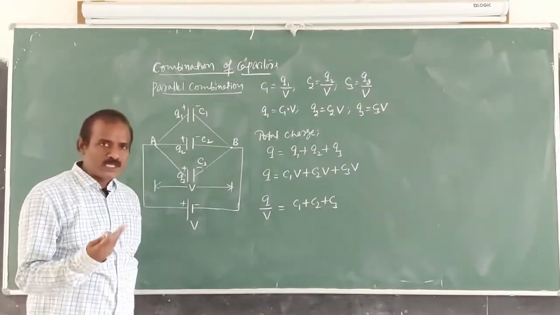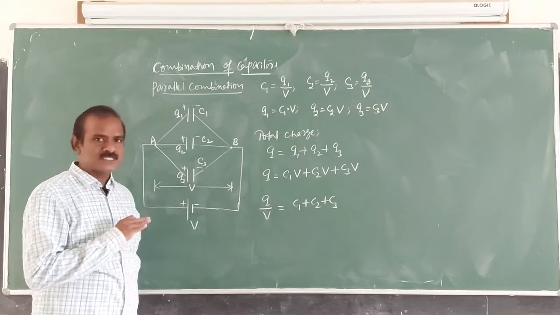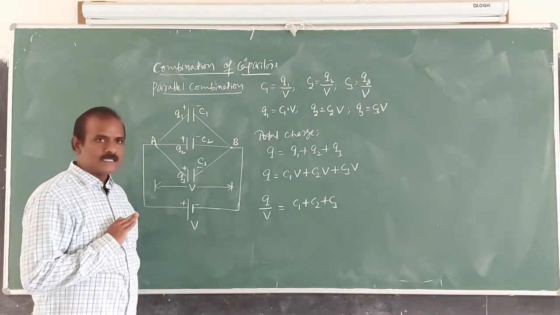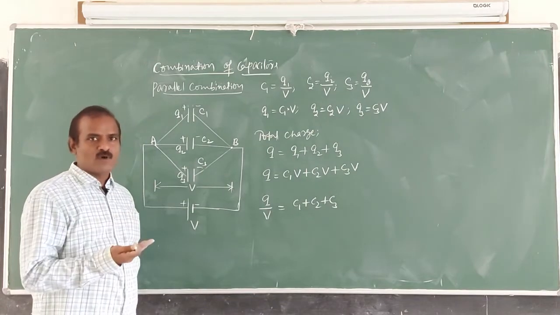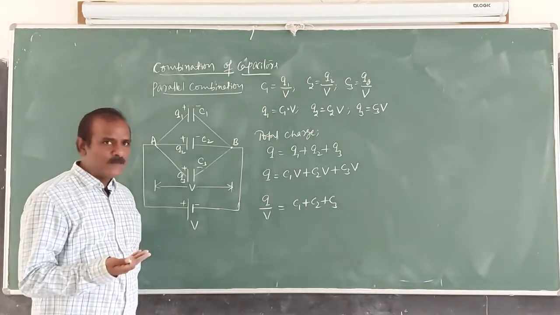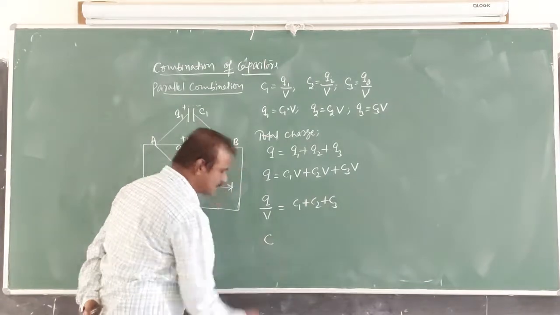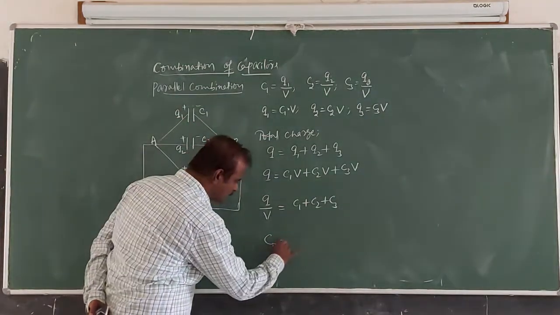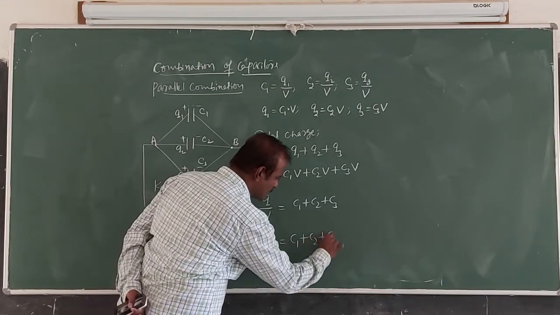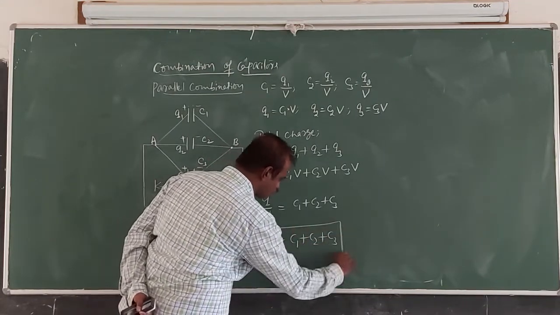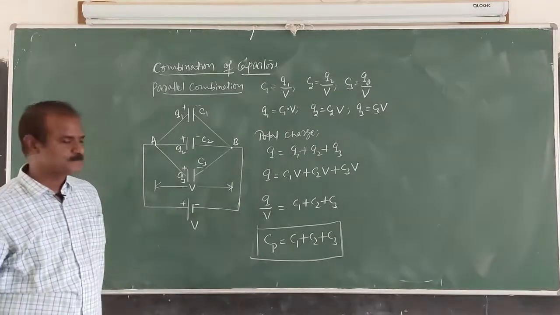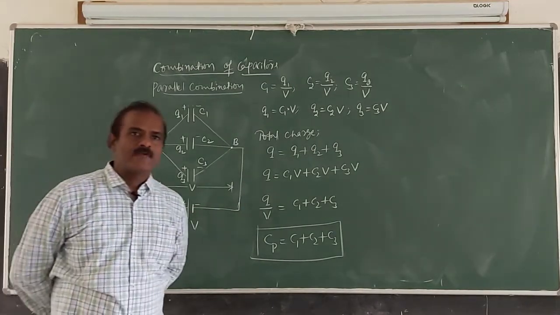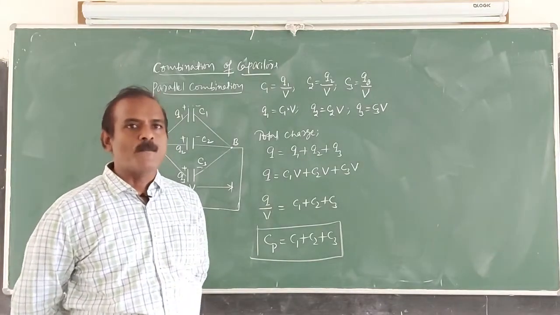Q is the total charge, which is sum of the charges on all the capacitors, and V is the total potential. It is same for all capacitors. Therefore, Q by V by the definition must be C, total capacitance, and it is being parallel combination, right? Cp is equal to C1 plus C2 plus C3, like this. Well students, this is the formula for effective capacitance of parallel combination.